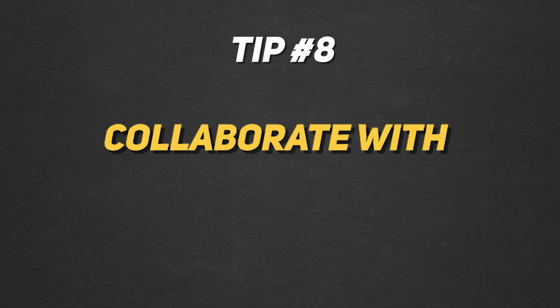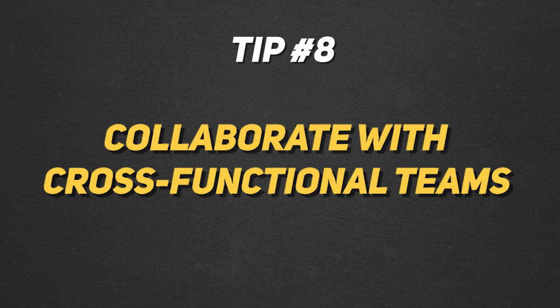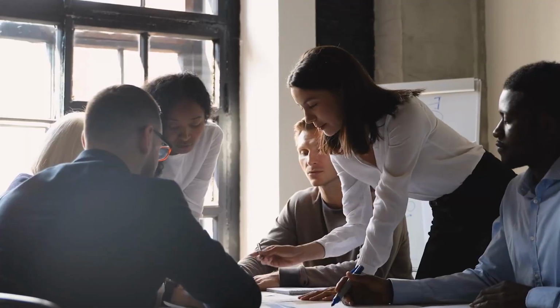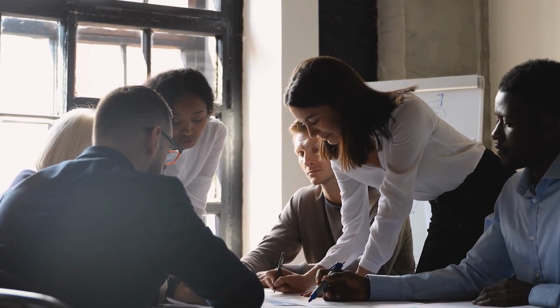Tip number 8, collaborate with cross-functional teams. Do you have a company with multiple teams, such as product development or engineering or customer success, in addition to your marketing team? If so, collaboration with the different teams in your business can help provide fresh ideas and align your marketing efforts with the overall goals and objectives of your business. By doing this, all of your teams move in the same direction because the business goals are clear for everyone.